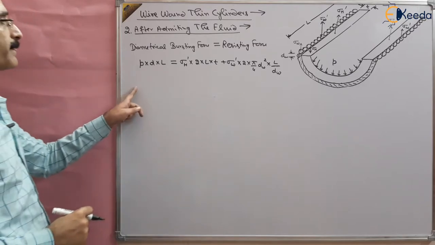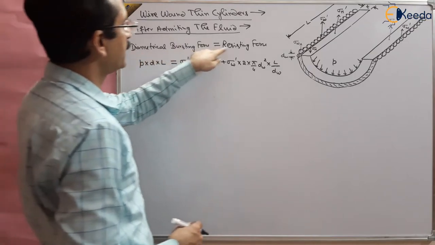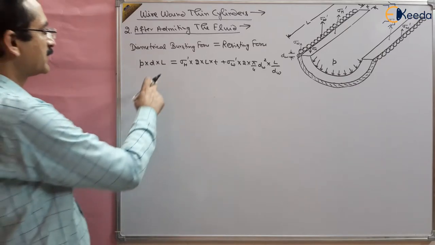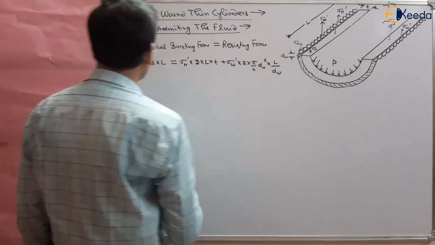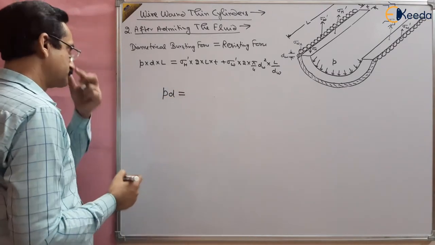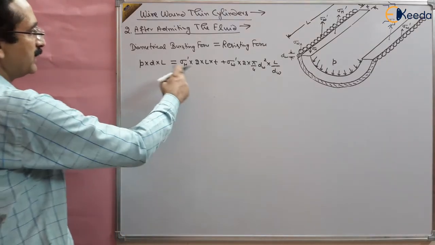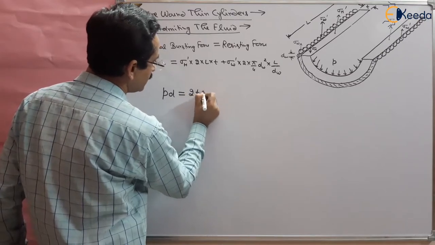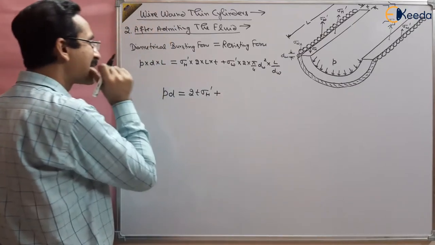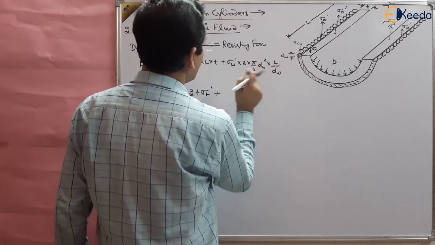So this is the equation for bursting force and resisting force equalization, right? From here L and L cancel out, so you will get one more equation: PD will be equal to 2T sigma H dash plus, DW cancel out, L again cancel out, 2, 4.